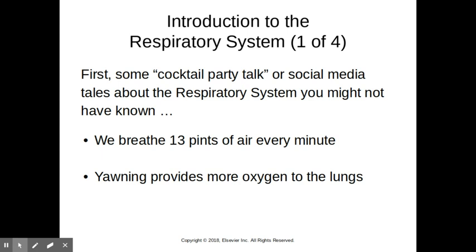So we're going to start off with some cocktail party talk or social media tales about the respiratory system you might not have known. We breathe roughly 13 pints of air every single minute. Also, when you yawn, you provide more oxygen to your lungs. It's kind of interesting stuff there.